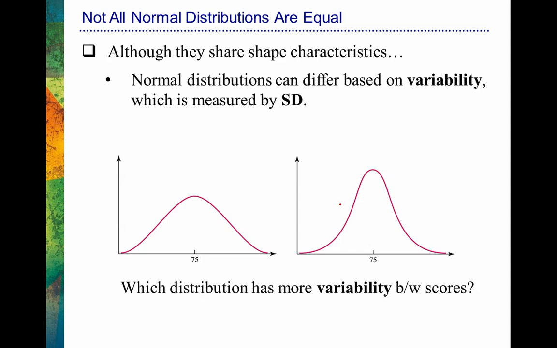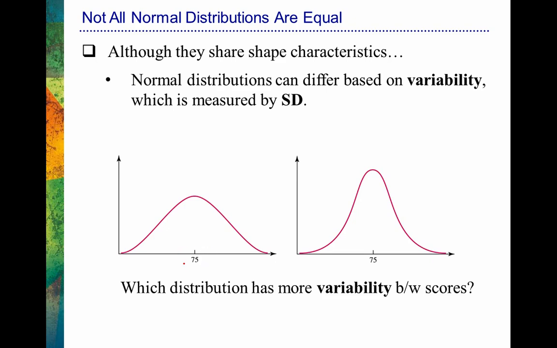So standard deviation is going to become an important measurement for what we talk about. If we understand these shapes and these distributions, we can answer some basic questions about the variability. Which distribution has more variability between the scores? In both cases, we can see the mean, the median, and the mode is equal to 75. It's right there in the middle of this symmetrical distribution.